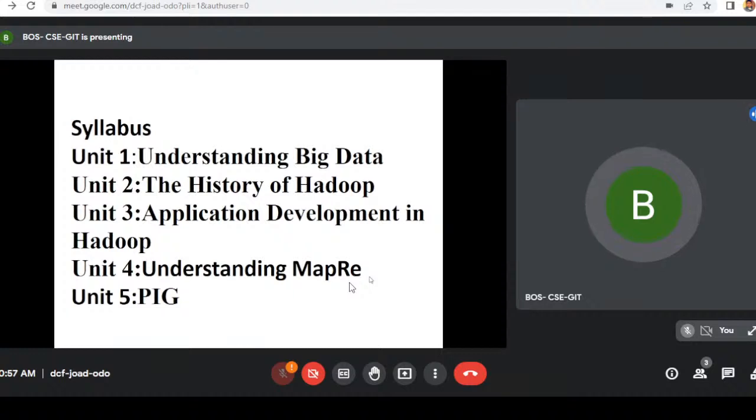It is a very simple and very interesting subject to make a career. Computer science students already study this subject in their 6th semester, and for you it is an open elective subject. So that's it. This is a brief introduction about the big data and Hadoop subject.